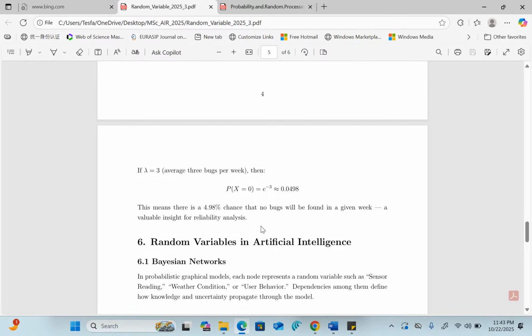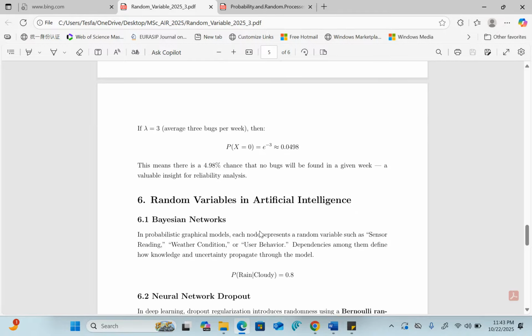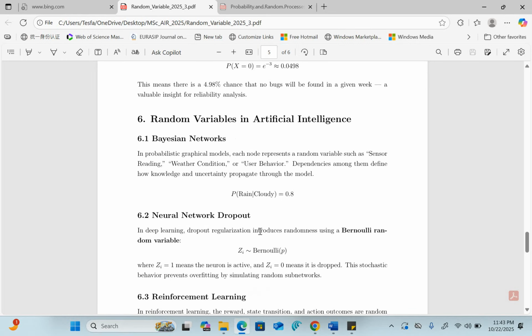So that means there is a 4.98% chance that no bugs will be found in a given week, a valuable insight for reliability analysis. That means about a 5% chance that no bugs will be found in a given week, so that means it is low. It's only 5%. This is how the random variable concept helps us quantify the impact. That's exactly what it is doing.